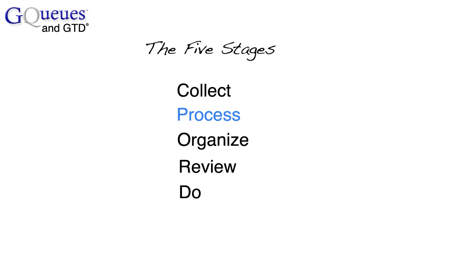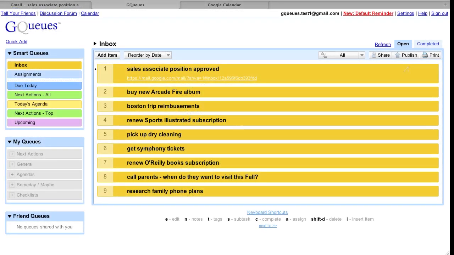Each morning, I process the tasks that have collected in my inbox so I can get ready for the day. As I process my inbox, I decide whether each task is actionable, which may mean some tasks need refinement. If a task will take less than 2 minutes, I just complete it right now. So I buy the Arcade Fire album and mark it done.